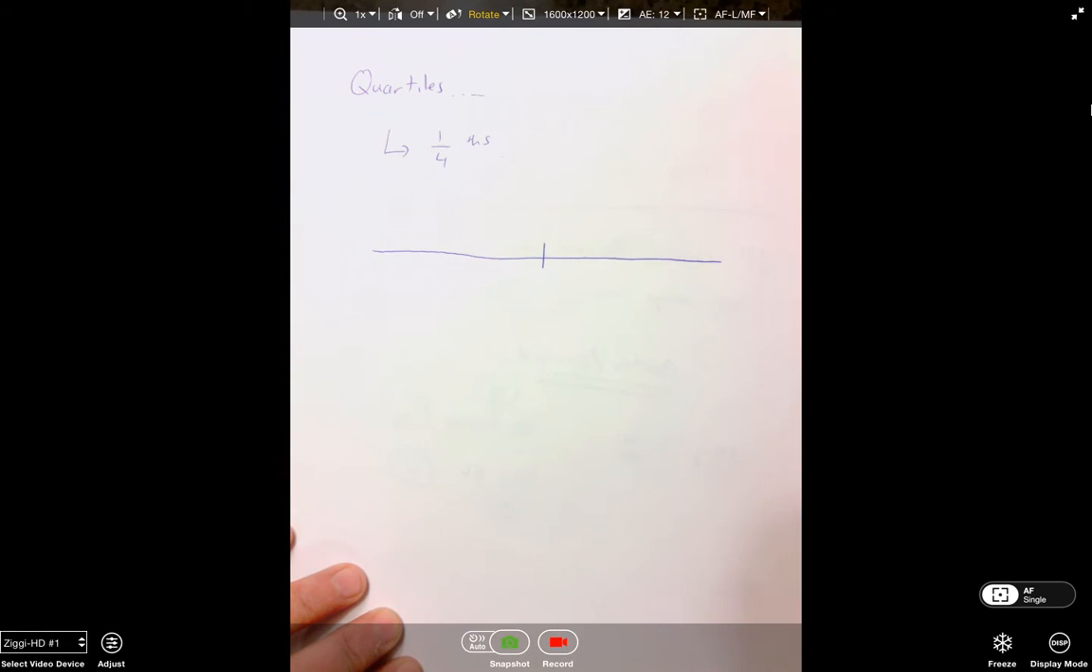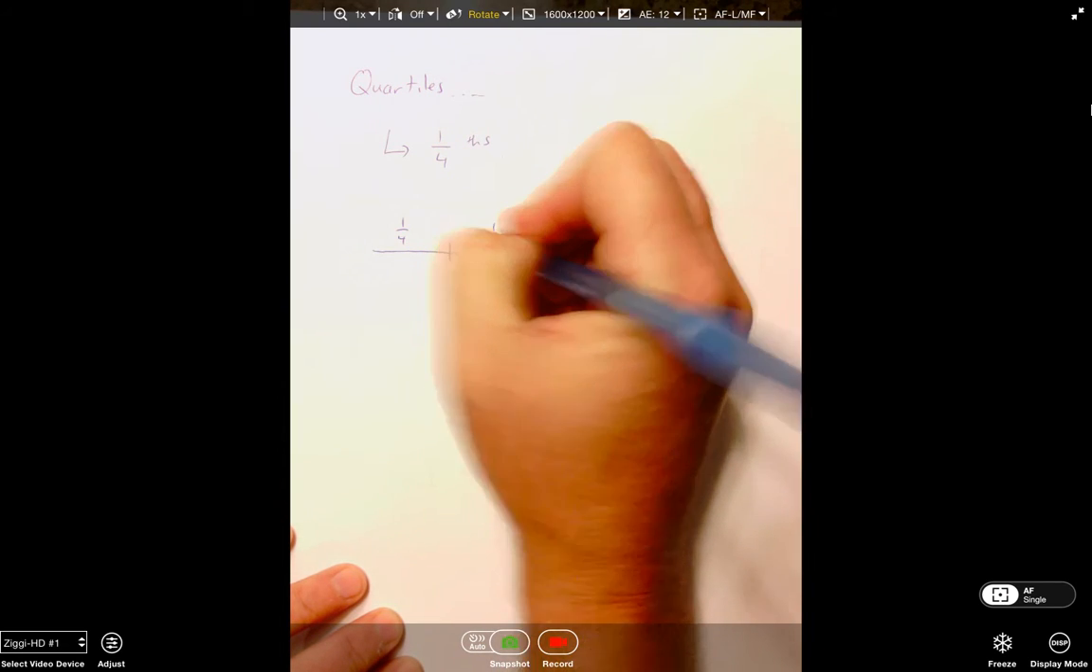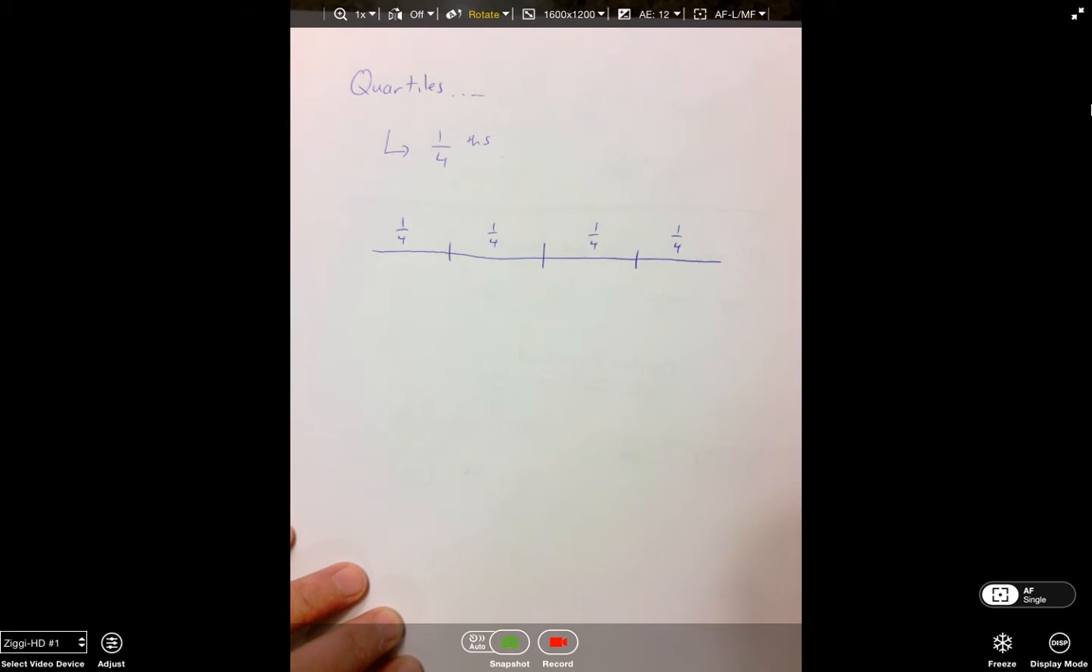Well, I would make a cut in the center. I would have 2 equal pieces. And then I would make another cut right there, and another cut right there. So I have 1/4 of my string here, 1/4 there, 1/4 there, and 1/4 there, right? Well, guys, this isn't a class in strings. This is a class in data.